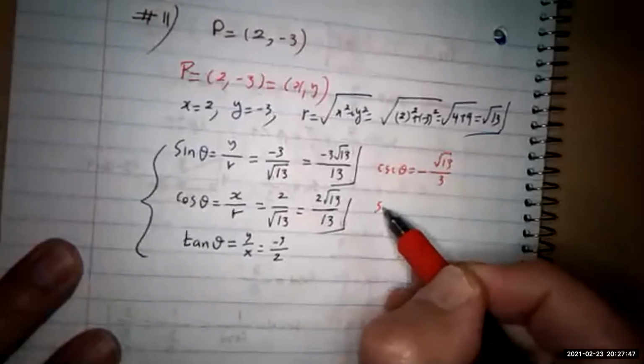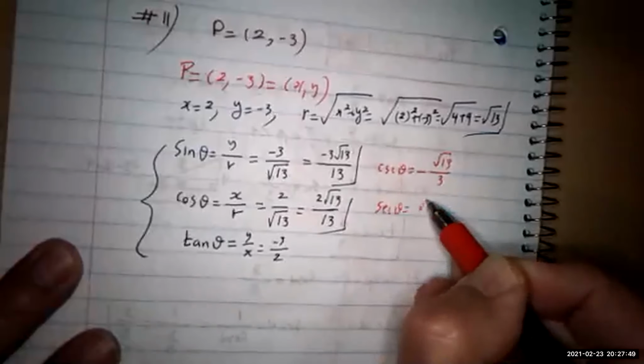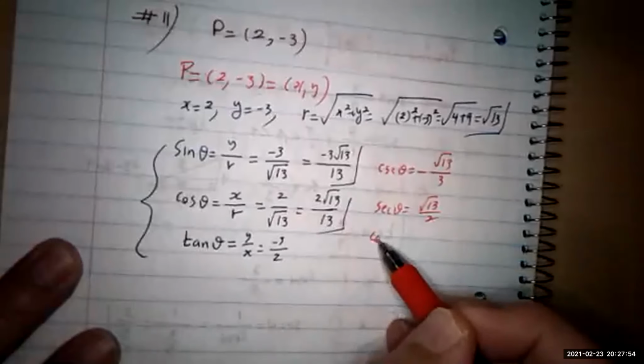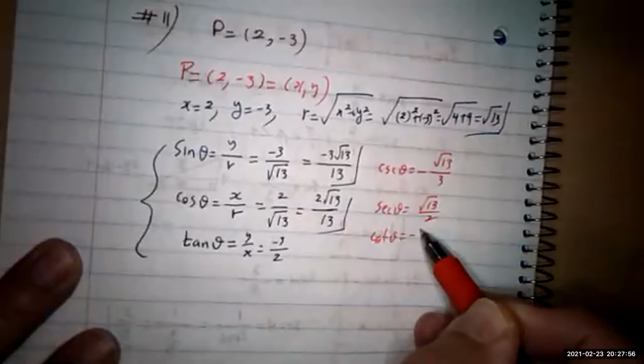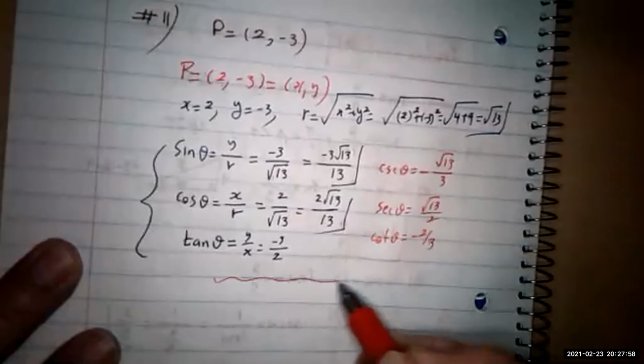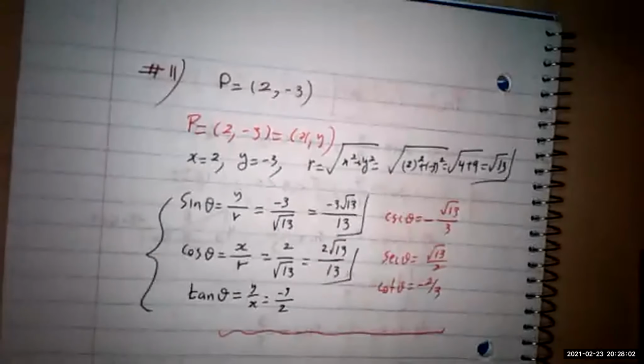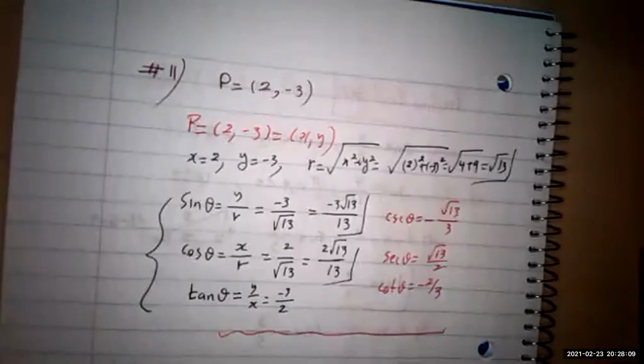Okay, secant is going to be radical 13 over 2. And finally, cotangent is going to be -2/3, and then you're done. Okay, so a typical problem that we did before, and we repeat it again. Each section that we did, we introduced these trigonometric functions. Okay, any question? So that's the second concept that we're going to be interested in.